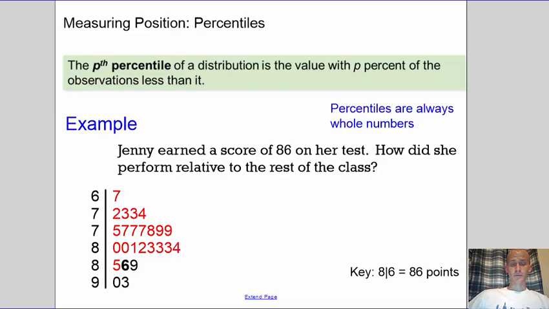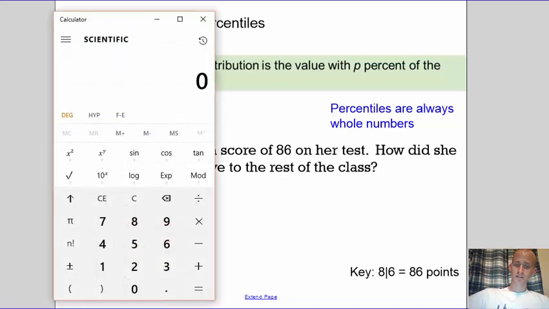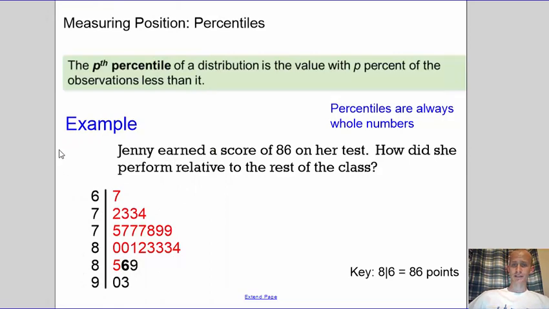So if we count those up, there are 1, 2, 3, 4, 5, 6, 7, 8, 9, 10, 11, 12, 13, 14, 15, 16, 17, 18, 19, 20, 21 that are below her. She's the 22nd score. And if we continue counting, we see that there are 25 total students. So 21 out of 25 scored below her. Pulling out the calculator, 21 out of 25, and we get 0.84. So she is in the 84th percentile, or at the 84th percentile.